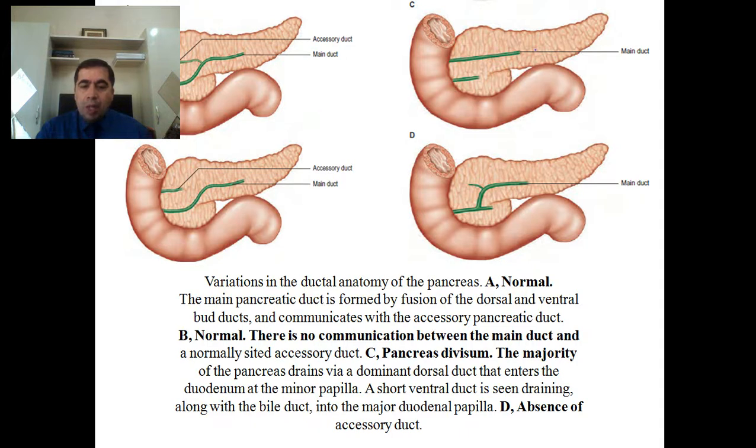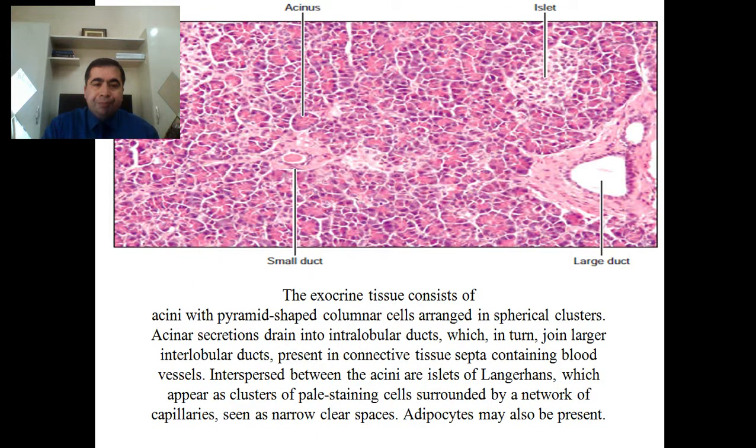Pancreas divisum. The majority of the pancreas drains via a dominant dorsal duct, and that enters into the duodenum at the minor papilla. A short ventral duct is seen draining along with the bile duct into the major duodenal papilla. Absence of the accessory duct is the variant of the D.